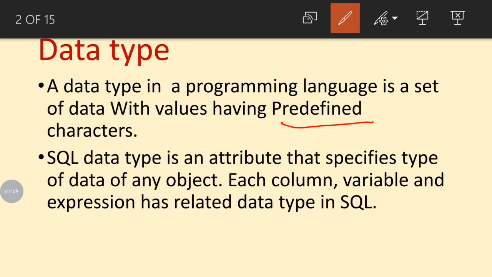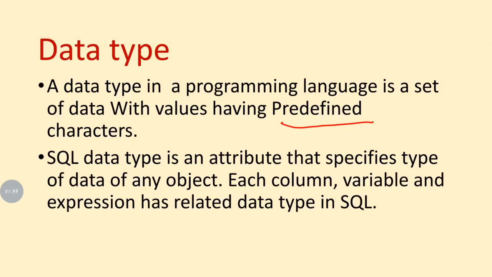So this SQL data type is an attribute that specifies the type of data of any object. Whatever object is stored in a table in the database will have a unique data type. So every object present in the database will have a data type. Okay, we will move on to the next slide.